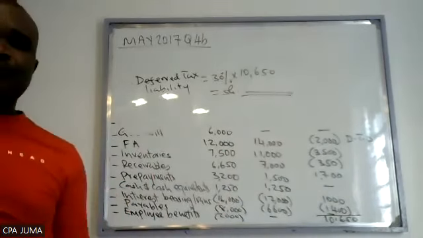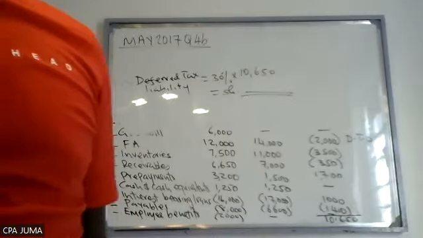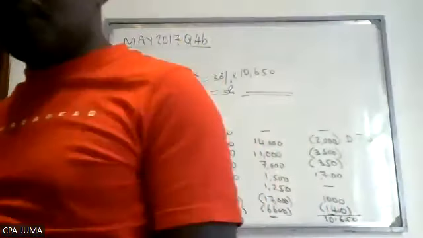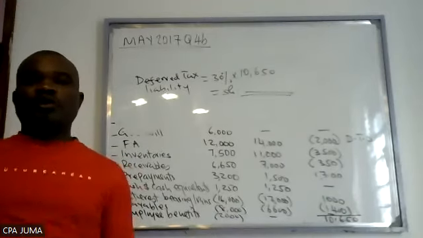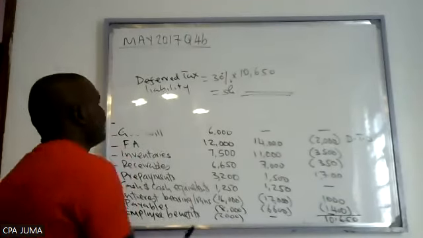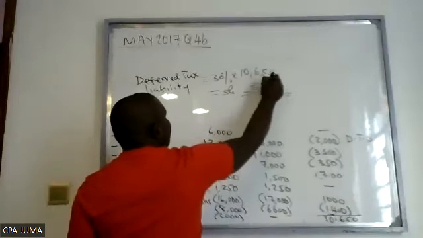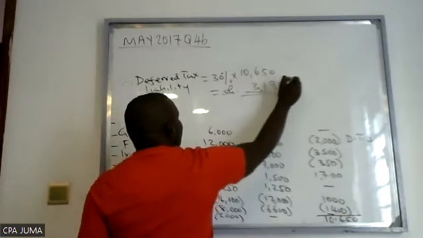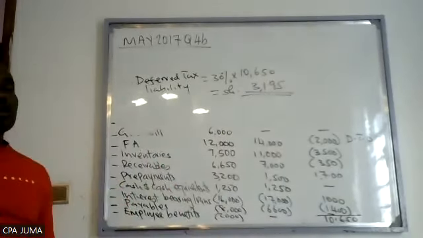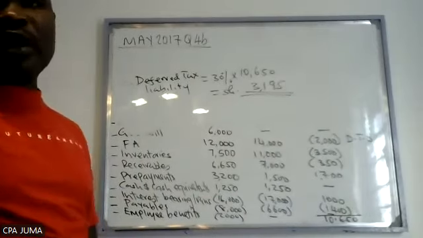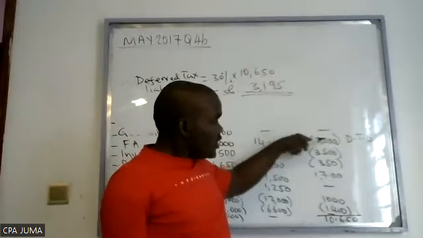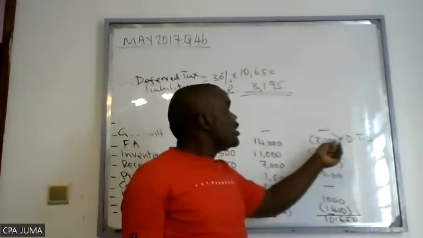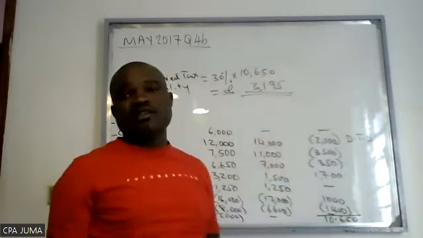What do you get? You get 3195. That is your deferred tax, and you get 12 marks. So 12 marks, what they will mark is this column of temporary. They will mark these temporaries, and of course, the deferred tax itself.